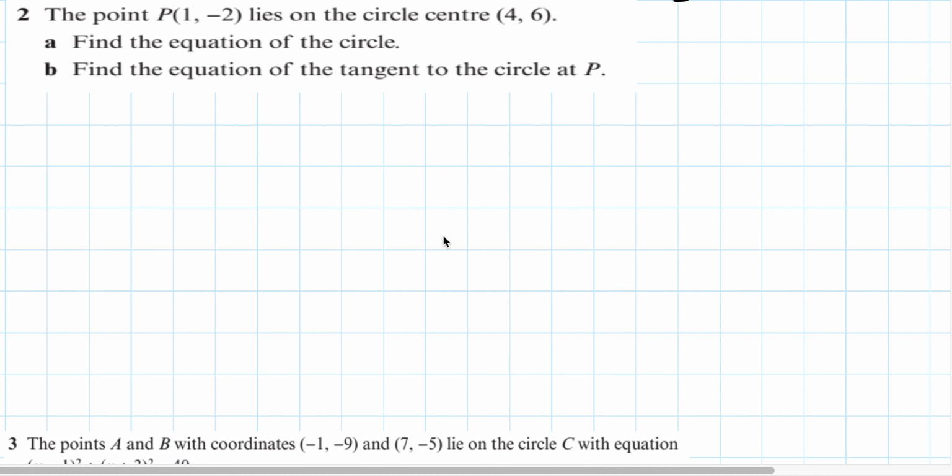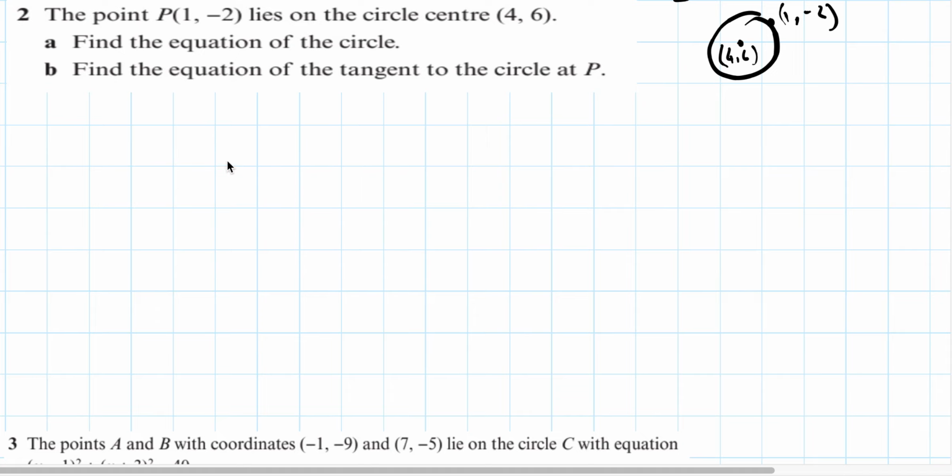Okay, question 2. It says the point P (1, minus 2) lies on a circle of center (4, 6). Find the equation of the circle. Let me quickly draw it to make it a bit clearer. We have a circle with center (4, 6). It touches the point P (1, minus 2). So they're asking us to find the equation of the circle.